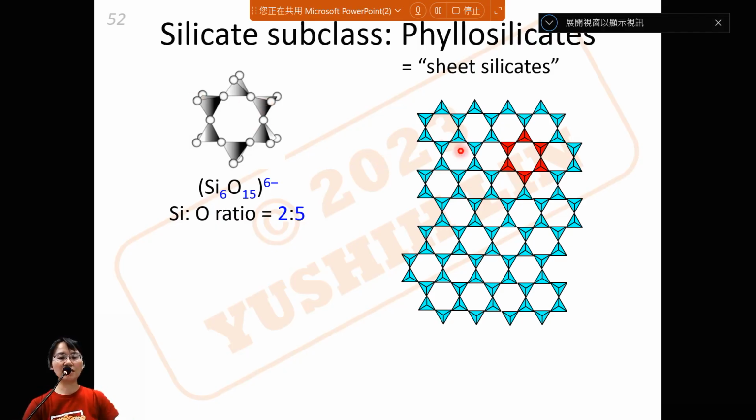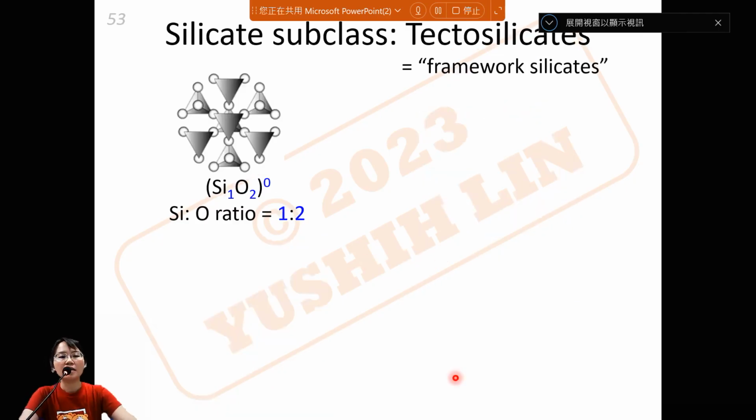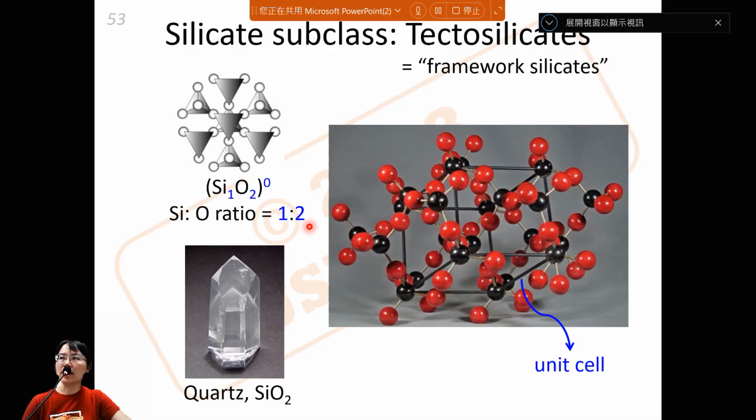Phyllosilicate, you see a sheet. For its junction point, there's an oxygen sharing. Muscovite. This is the form of clay mineral, which we will talk about later. The last one, tectosilicate. It's very complicated. Silicon and oxygen have an atomic ratio of 1 to 2. There are no longer external metals. Everything is polymerized. Quartz. In quartz, every oxygen is connected to silicon.